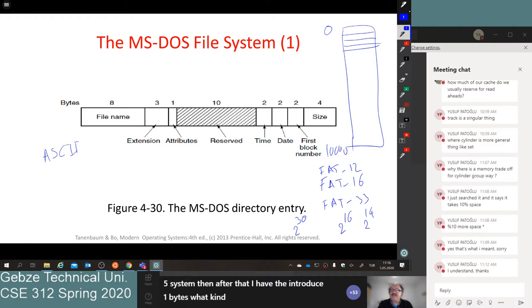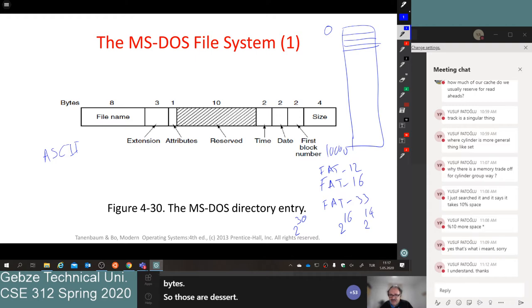Then after that, I have the attributes, 1 byte. What kind of attributes do I have? Is it a hidden file? Is it a system file, etc.? Okay, so I have 10 bytes reserved. Microsoft did not tell us what those 10 bytes are. Of course, we know what they are, but Microsoft says don't use these 10 bytes because in my next Windows or MS-DOS release, I might change the meaning of those 10 bytes. So those are reserved.